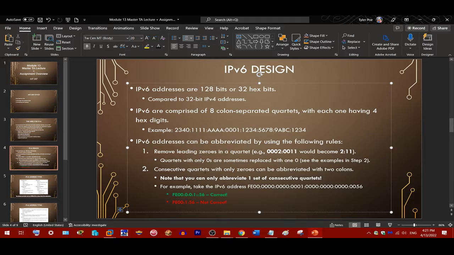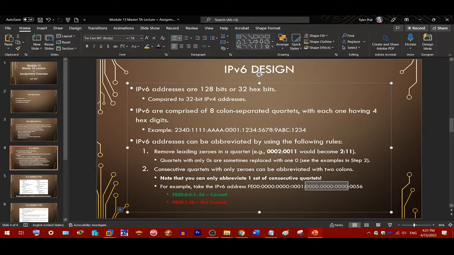The second step is that consecutive quartets with only zeros can be abbreviated with 2 colons. Note that you can only abbreviate one set of consecutive quartets of zeros. For example, if we have this address with a whole bunch of zeros, the second and third quartets have zeros and they're next to each other, and then the fifth, sixth, and seventh quartets have zeros. So we can only remove one of these consecutive quartet sets. Right here, these 2 colons represent these 3 quartets. We replace them with these 2 colons to abbreviate the address.